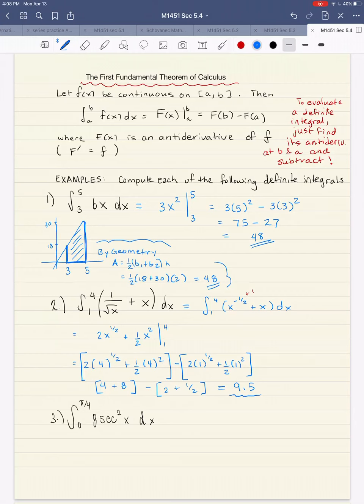Okay, find an antiderivative, evaluate the endpoints, and that's how you use the fundamental theorem of calculus to compute a definite integral. In our next one, the 8 is a constant. We can pull it out. The antiderivative of secant squared, if you remember, is the tangent of x, because the derivative of tangent is secant squared. So I have to figure out what the tangent of pi over 4 is, and then the tangent of 0. Well, I know the tangent of 0 is 0. Tangent of pi over 4 is 1. So we get 8 out of that integral.